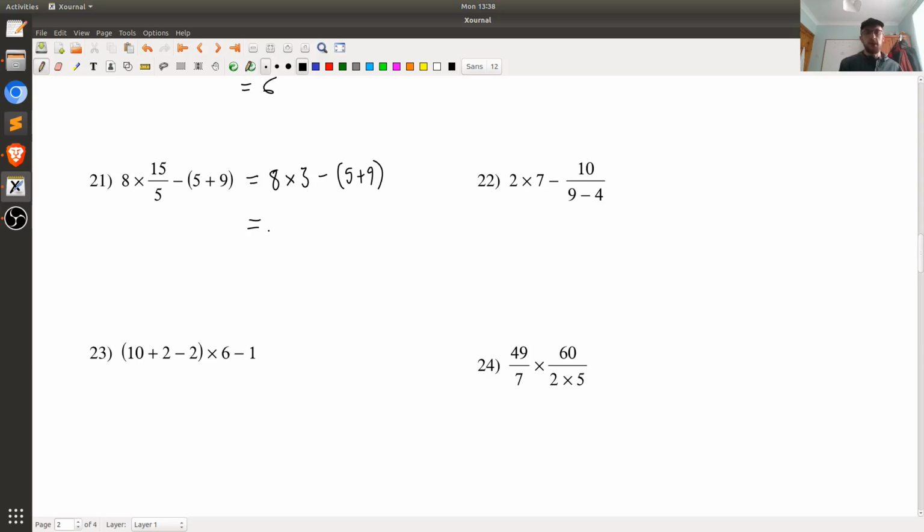5 add 9, that makes 14. Okay, so it becomes 8 times 3, take 14. And now, what's 8 times 3? Well, that's 24. 24 take 14 gives us 10.